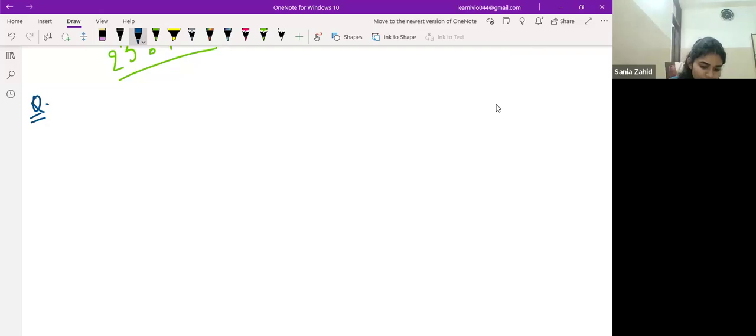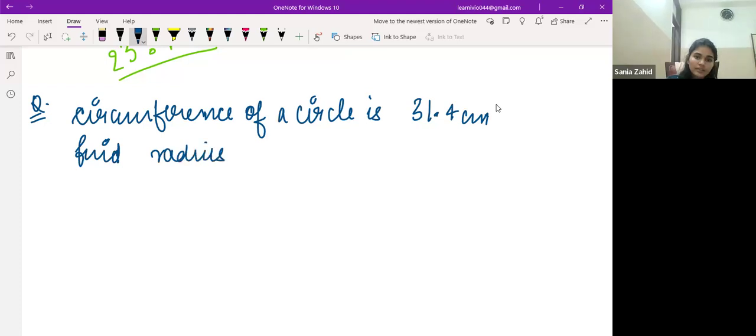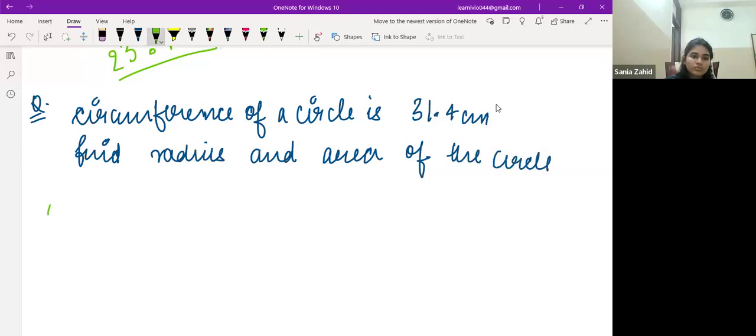You have the circumference of a circle is 31.4 centimeter. Find the radius and area of the circle. So what is given to you? Circumference of a circle. So circumference is given as 31.4.